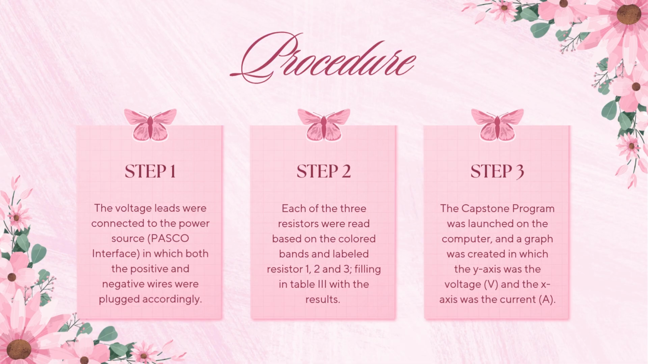For the procedure, we started by connecting the voltage sensor to the PASCO interface and the circuit, with the positive and negative wires plugged in accordingly. For step 2, each of the three resistors was read based on the color bands and labeled resistor 1, 2, and 3, filling in the table with our results. For step 3, the Capstone program was launched on the computer and a graph was created in which the y-axis was the voltage and the x-axis was the current.